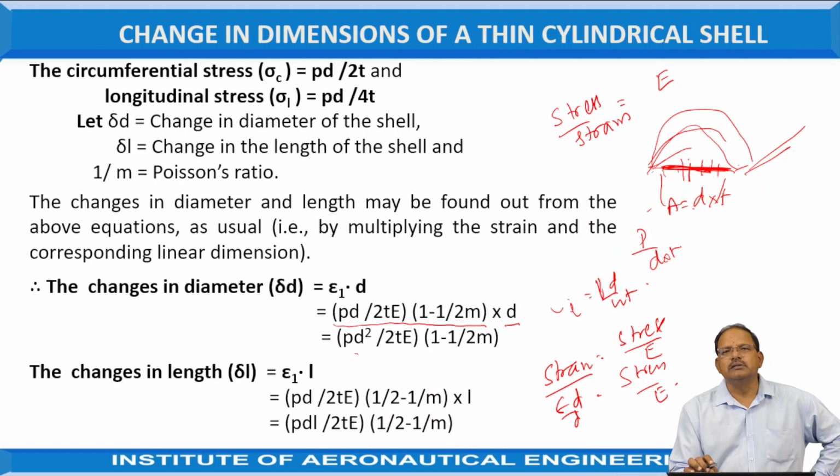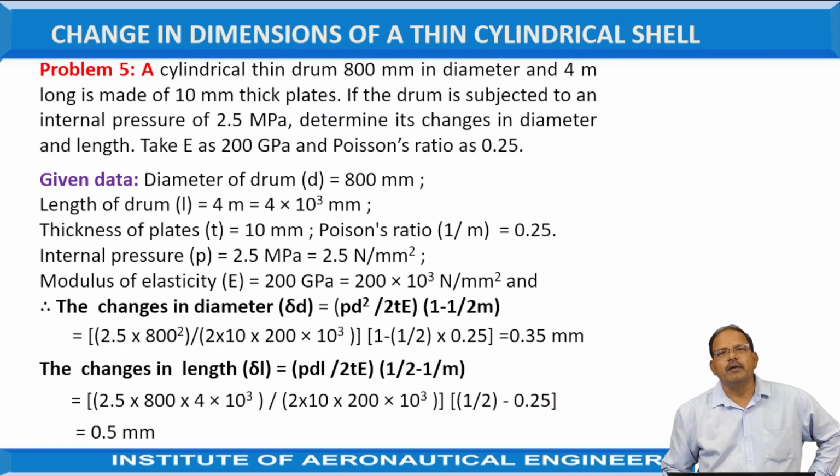Similarly, the change in length is given by epsilon 2 into L, which is equal to PD divided by 2TE times (1 by 2 minus 1 by m) into L. From this relation we get PDL divided by 2TE times (1 by 2 minus 1 by m). These are the changes in dimensions.